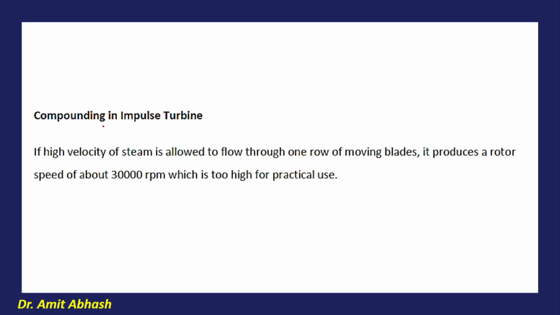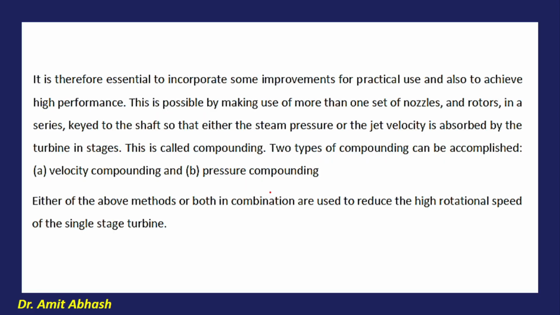Compounding in an impulse turbine we are going to see in today's lecture. If high velocity steam is allowed to flow through one row of moving blades, it will produce a speed of about 30,000 rpm, which is too high for practical use. So that's why we utilize this rpm in stages. Multi-staging we will do, and that's why we go for compounding.